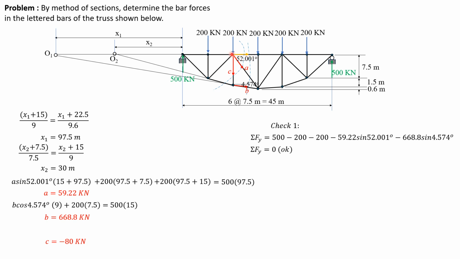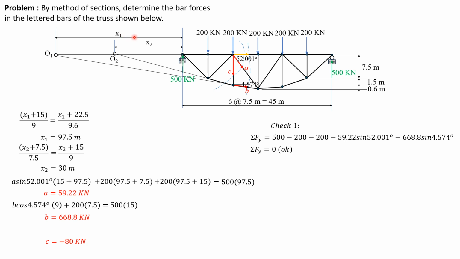When extended, the line of action of this horizontal force and B will meet at O1. To locate O1, we have to apply similar triangles. That is x1 plus 15, 7.5 plus 7.5, as to the length here, which is 9, equals x1 plus 22.5 as to 9.6. Solving for x1, x1 is 97.5 meters.